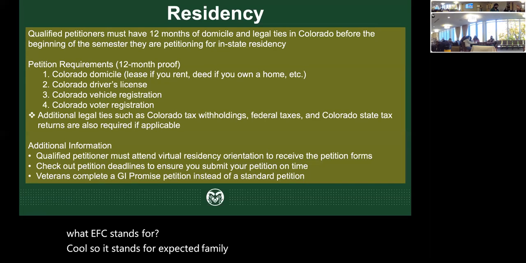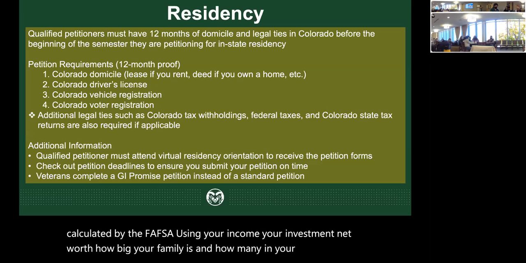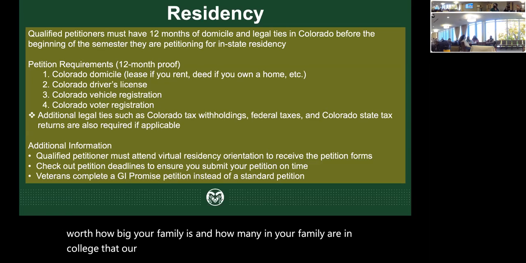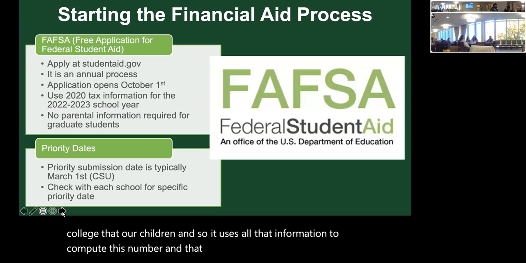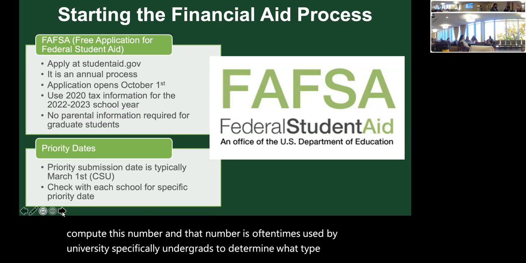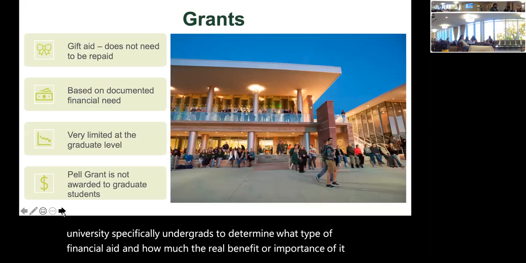It is a number calculated by the FAFSA using your income, your investment net worth, how big your family is, and how many in your family are in college that are children. And so it uses all that information to compute this number. And that number is oftentimes used by universities, specifically for undergrads, to determine what type of financial aid and how much. The real benefit or importance of it for graduate students is that 0 EFC.